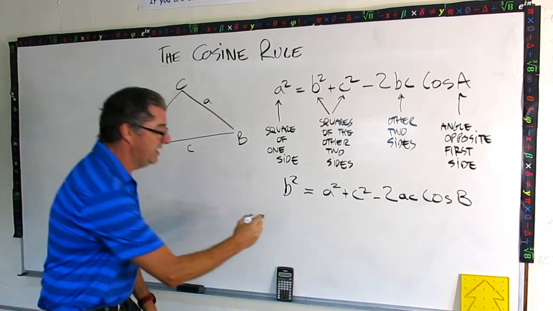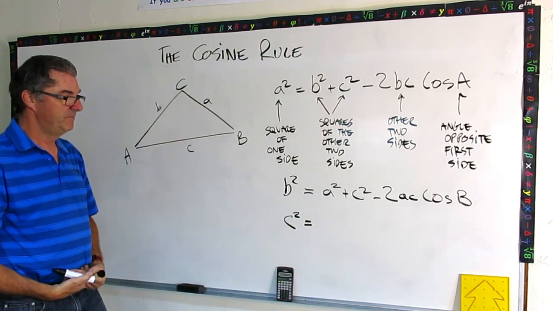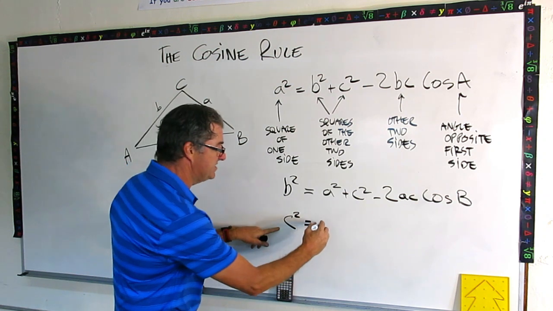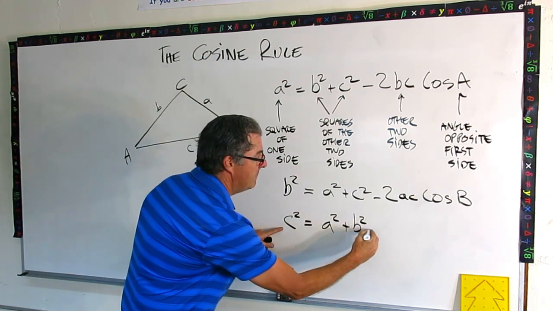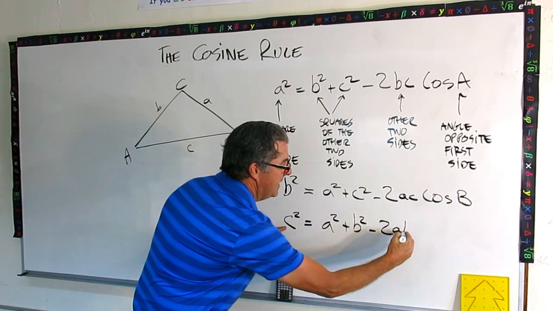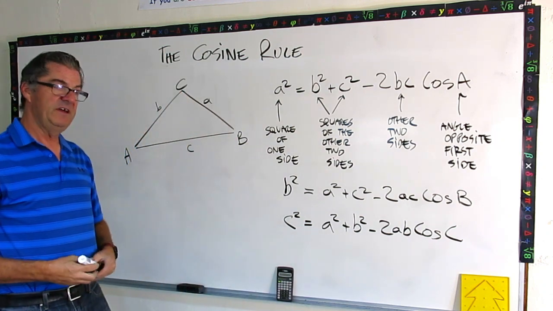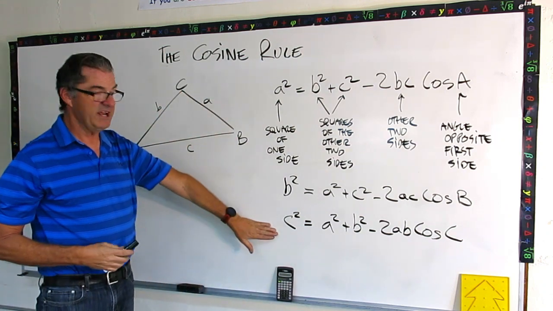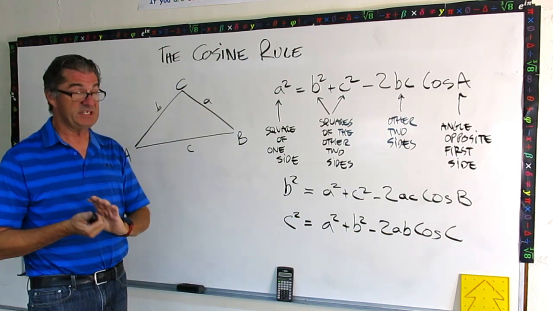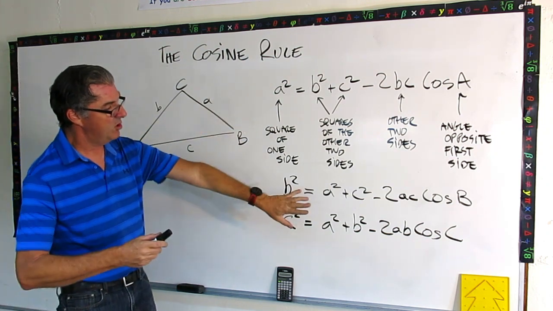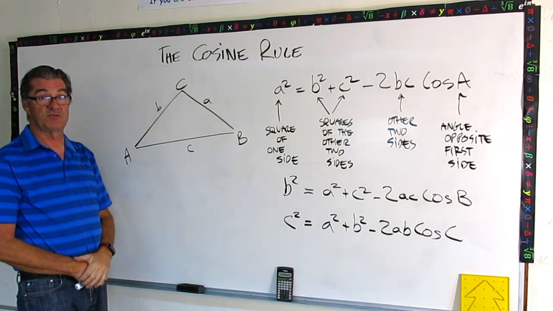Now I want you to pause the video again and do it for c squared. What is that going to equal? That's just going to be the two remaining sides. So it's going to be a squared plus b squared minus 2 times a times b times cosine of C. Okay? So there's three ways you can write this formula on the triangle. One of the tricks for these problems is to figure out which piece goes where, which of these formulas you need, based on what you've been given in the triangle.